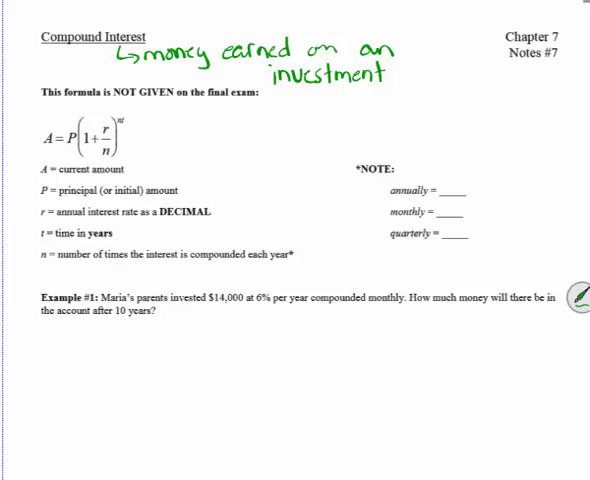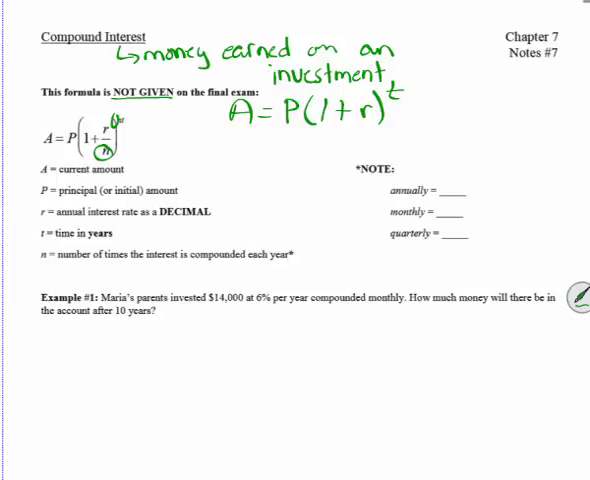Last year we did simple interest, which is based on everything being done for 1 year. Compound interest is where you get interest added back in more than once a year, usually. So notice this formula, not given on the final exam, so you have to memorize it. It's very similar to our regular increase or decrease formula from yesterday, A equals P, 1 plus or 1 minus R to the T power. The only difference is now we have this N.